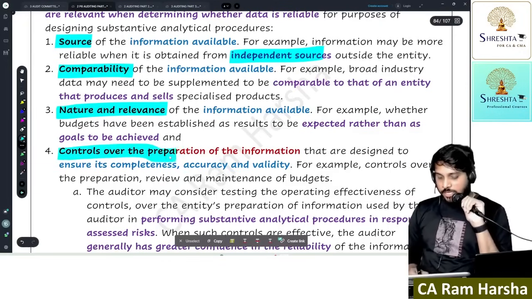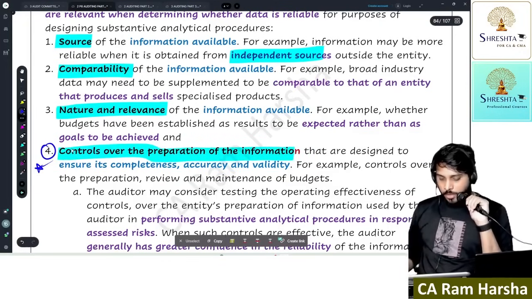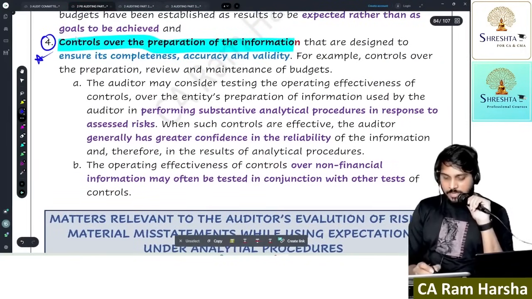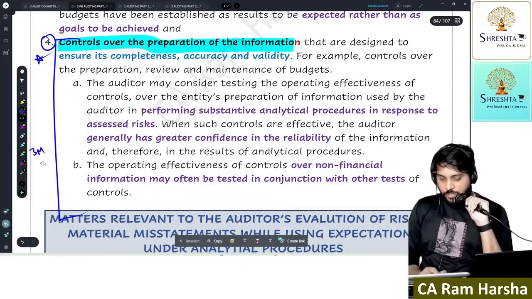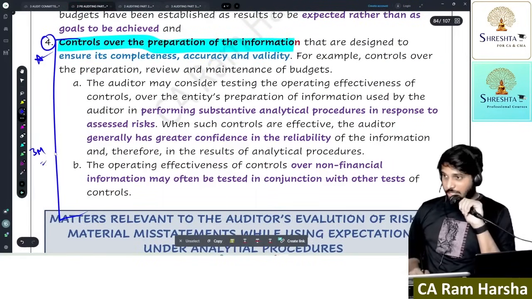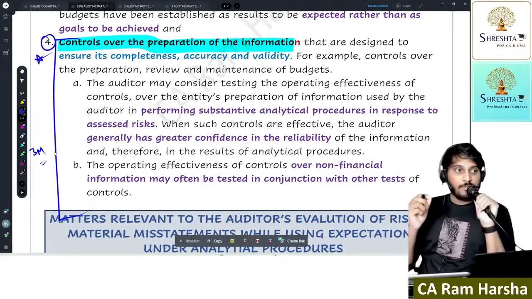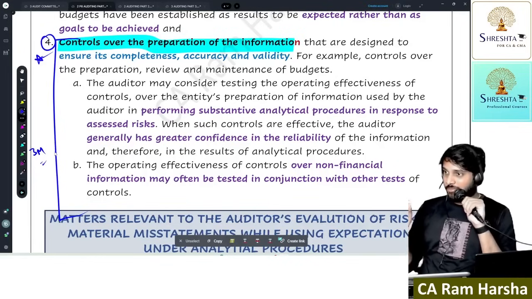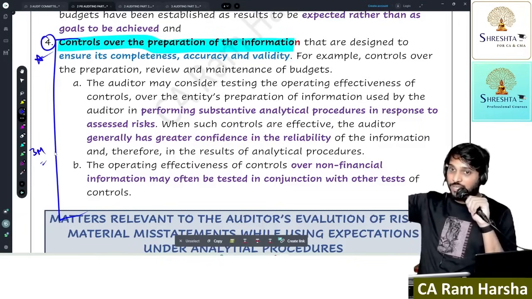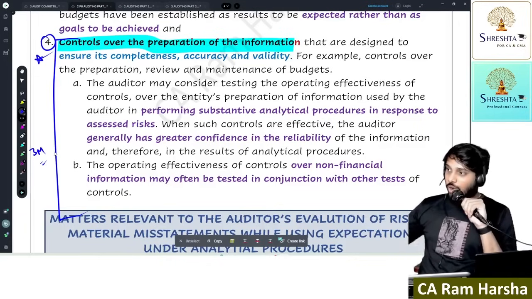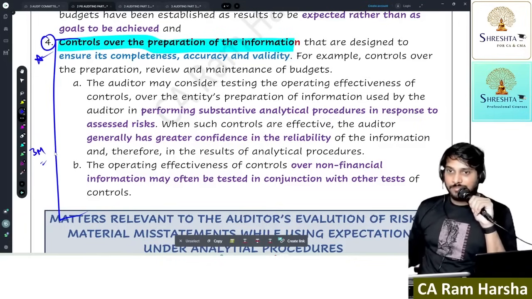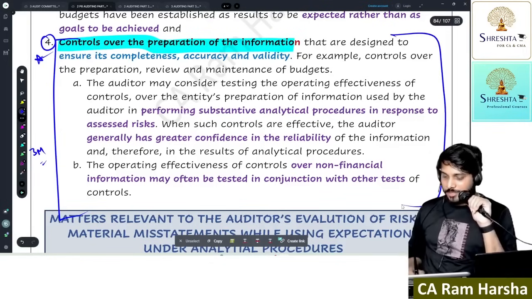What are the controls over preparation of the data? This is the most important thing. What are the controls over preparation of data? This itself can be asked as a 3 marks question. One of the factors for ensuring reliability of background data for applying analytical procedure is controls over preparation of the data. What are the points you will consider? Only this point can be asked.